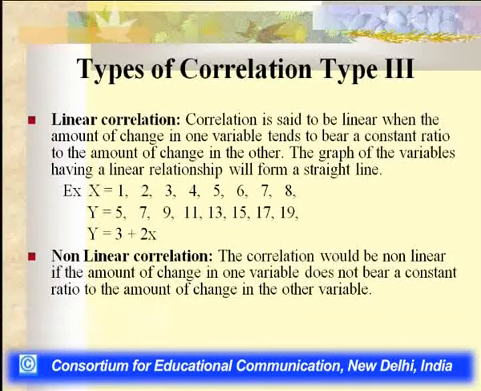X is equal to 1, 2, 3, 4, 5, 6, 7, 8, whereas Y is equal to 5, 7, 9, 11, 13, 15, 17 and 19. So, Y is equal to 3 plus 2x. So, that means they are in a linear relationship, and if you plot the relationship on a graph, it gives you a clear straight line.